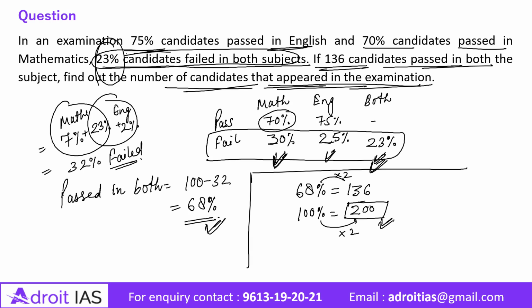Everybody, this is a very simple question and a very good question. If you don't know how to deal with these types of questions, then you won't be able to solve this question in the examination. Definitely you will do something wrong. So it's a very good question, and the answer is 200. Now let's move to another question.